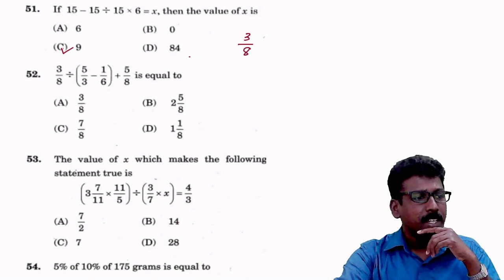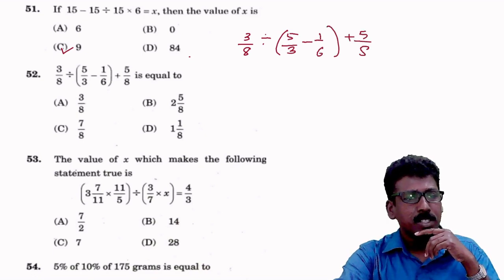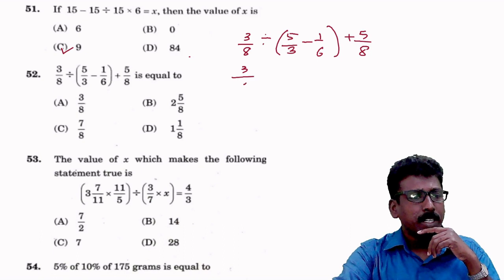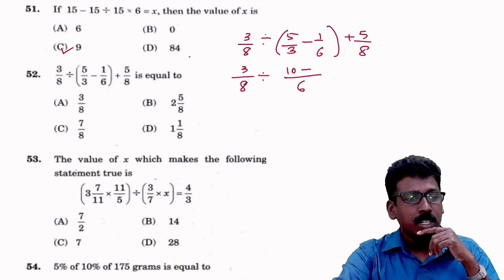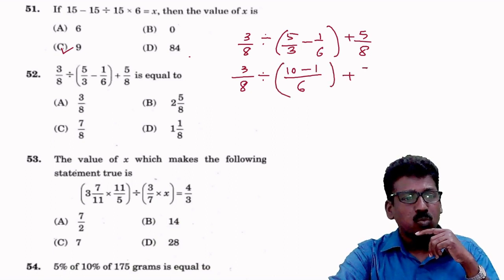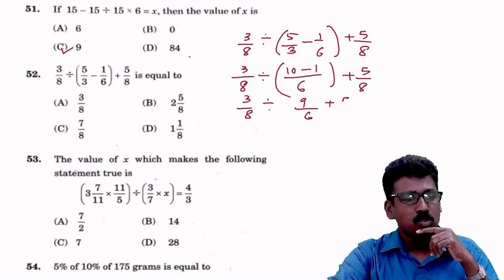3 by 8 divided by 5 by 3 minus 1 by 6 plus 5 by 8. You have to do bracket first. So 3 by 8 divided by, here LCM is 6. 3 6s are 2 times, 2 into 5 is 10. 6 6s are 1 time, so 1 into 1 is 1, plus 5 by 8. That is 3 by 8 divided by 10 minus 1 is 9 by 6 plus 5 by 8.